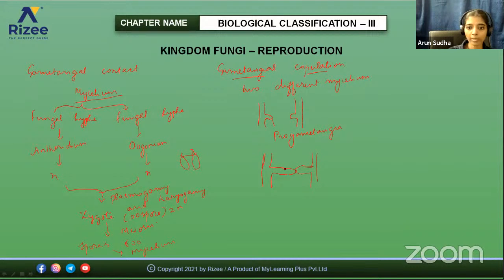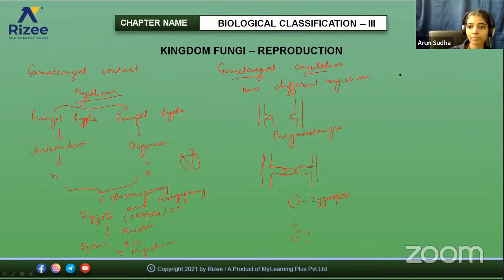So here there will be many nuclei. Then these nuclei will fuse together to form a zygospore. And again, this zygospore undergoes meiosis and forms spores. So here the fusion occurs between the gametangia itself. Here the gametes are in contact. Here there is a fusion between the gametangia.